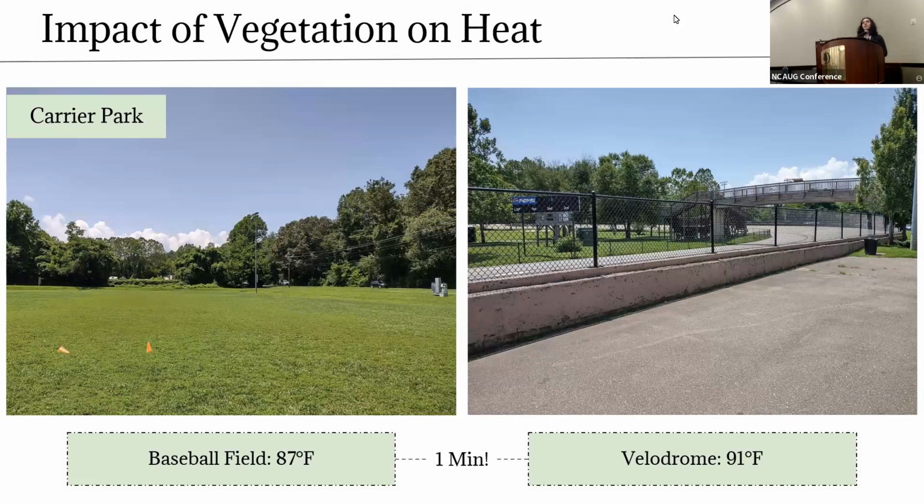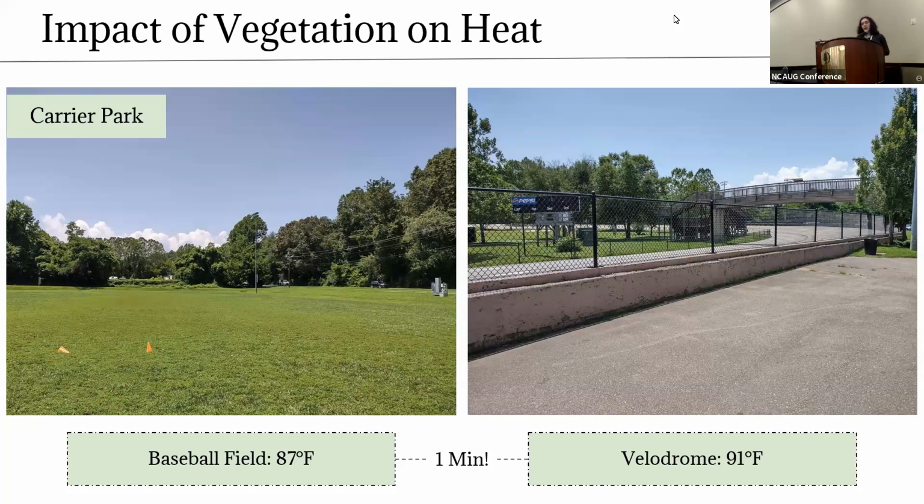Now I want to talk a little bit about how vegetation can have an impact on heat. Earlier this year in July, I was able to borrow some portable heat sensors from the atmospheric department at UNCA. I took my McCullough Fellowship cohort with me to a couple of different locations throughout Asheville. One of these locations was Carrier Park. I chose this location because it has multiple different land cover types within a relatively short distance.